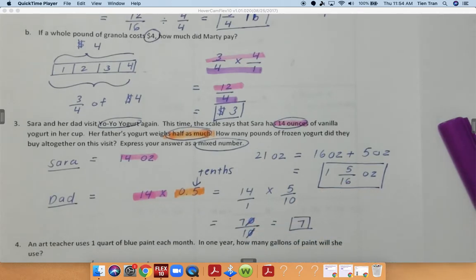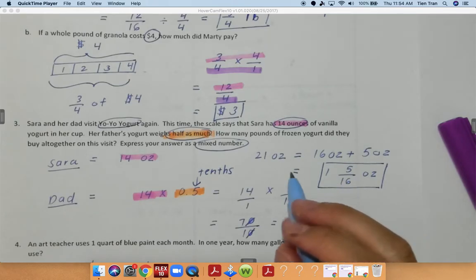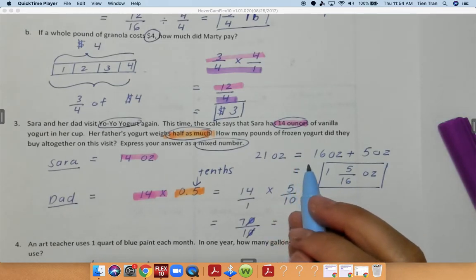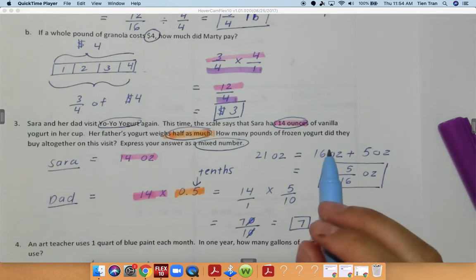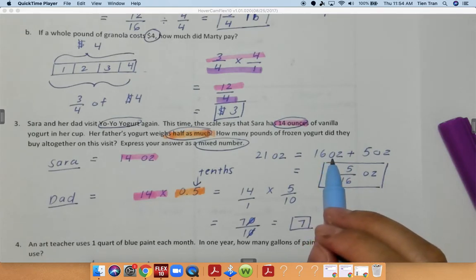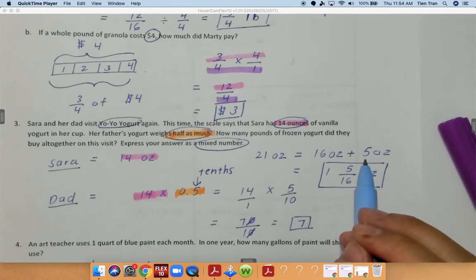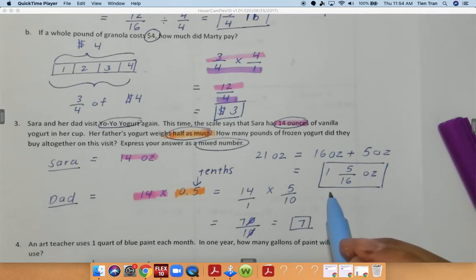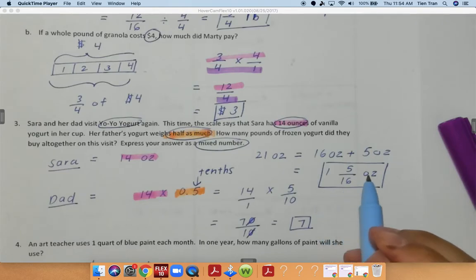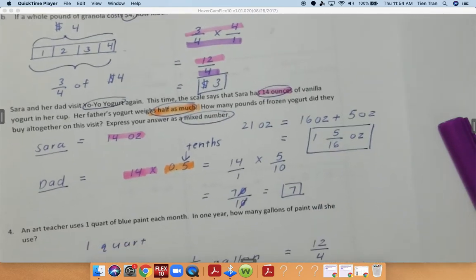So with this number, now I'm going to figure out how I can write that as a mixed number. So I'm going to add 16 ounces plus 5 ounces because that's how much is being added together. So when I add that together, I'm going to get 1 and 5/16 pounds.